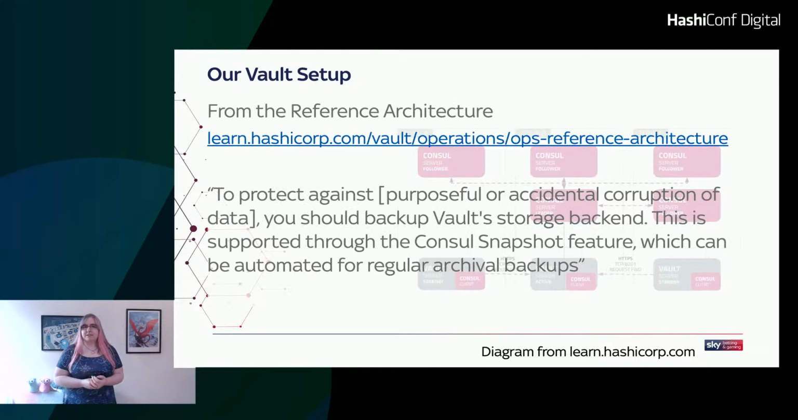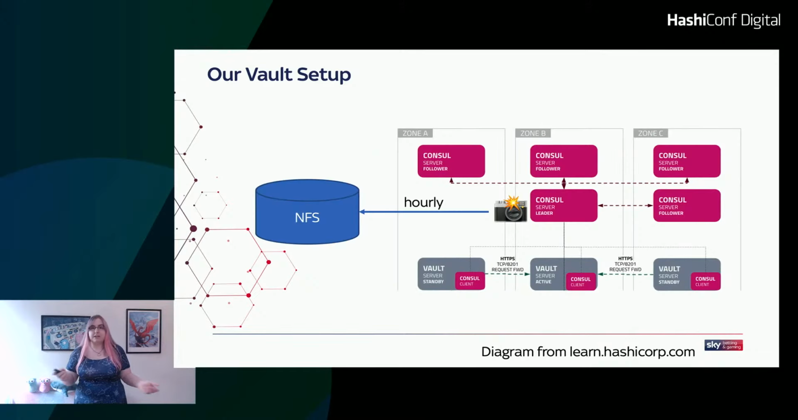But if you read through the reference architecture page, which you should, by the way, there's a lot of good stuff in there, and some of it we're not even doing yet, you'll find this bit. To protect against corruption of data, you should back up your Vault storage backend. And this is supported through the Consul snapshot feature, which you can automate for regular archival backups. And that's what we've been doing.